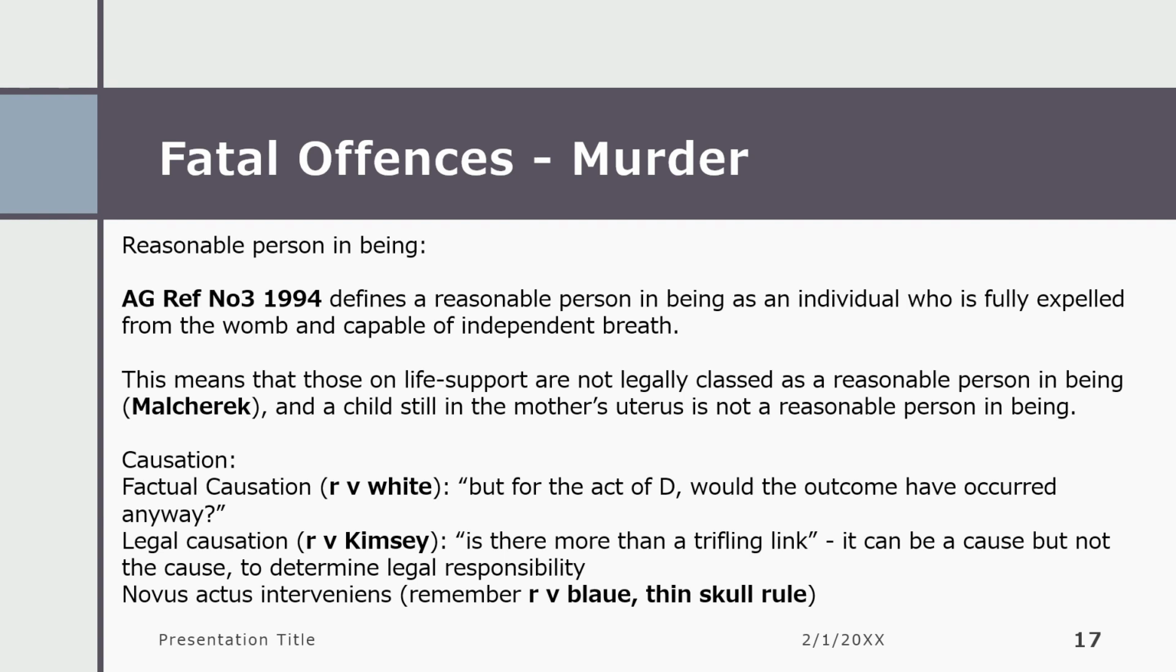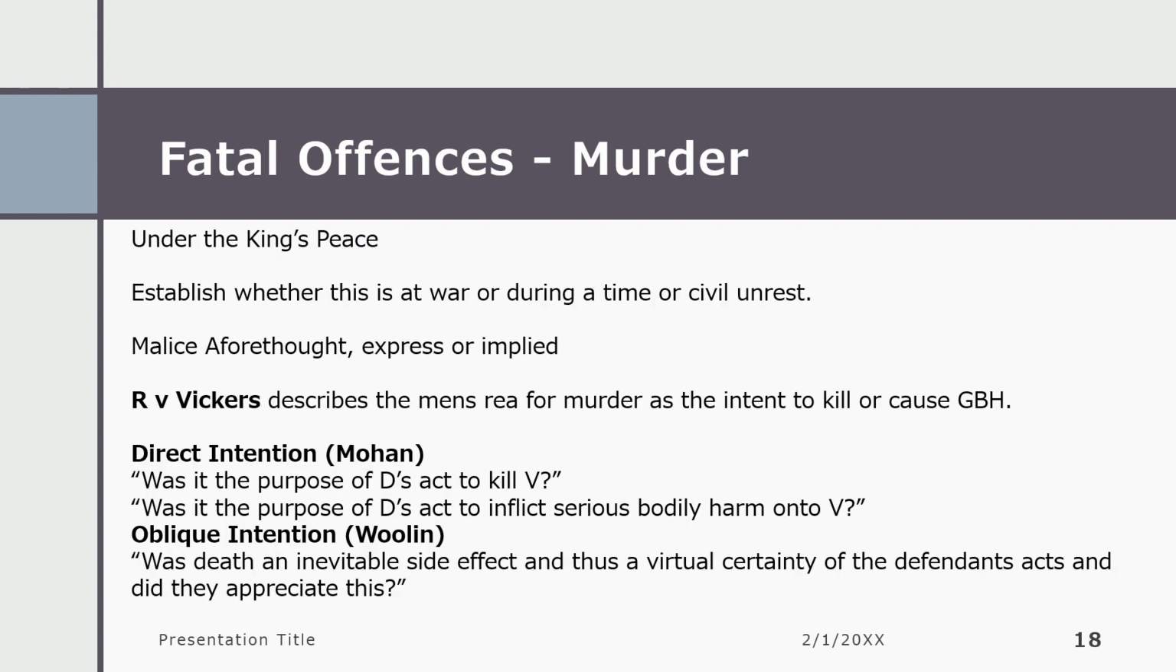So now you do causation again. Also, remember for the novus actus interveniens, I didn't include this in the last one, I'll amend that. But remember R v Blaue, which is the thin skull rule, so you just take the victim as you find them. So it does not matter that R v Blaue had a thin skull, essentially. So, under the King's Peace, you must establish whether this is at war or during a time of civil unrest. If not, then you're fine.